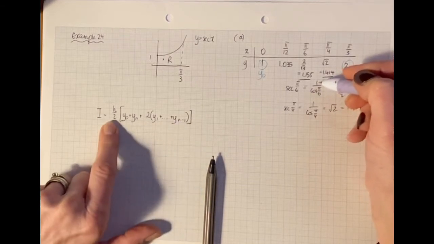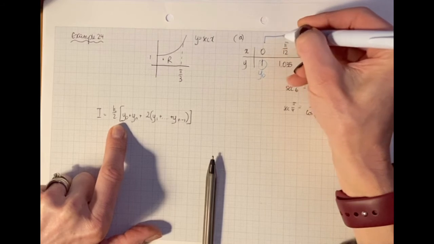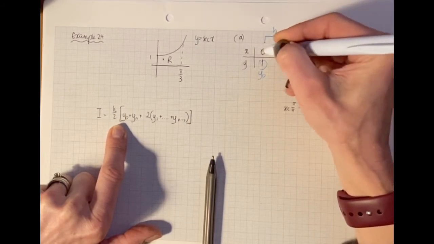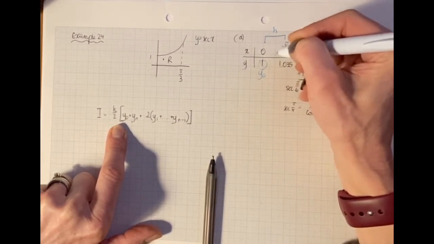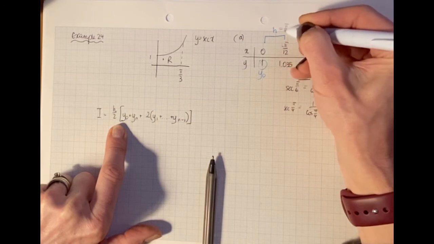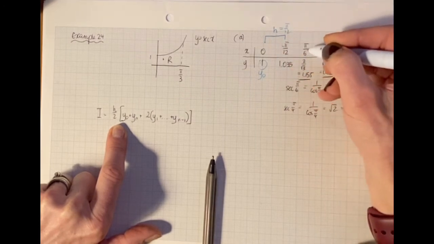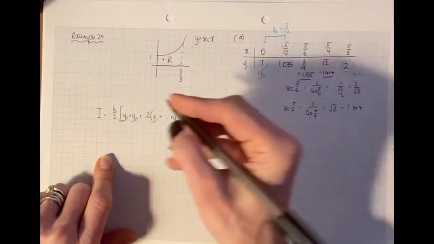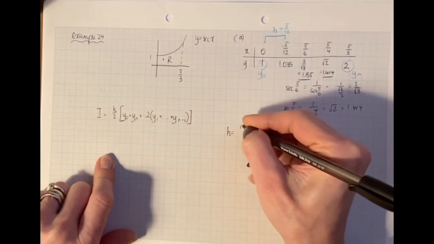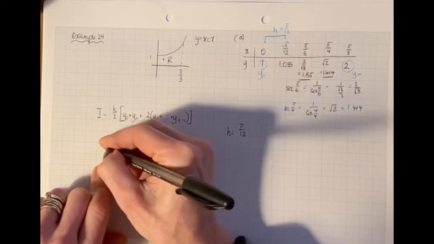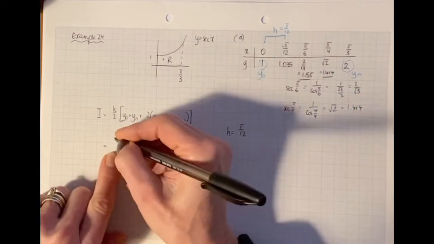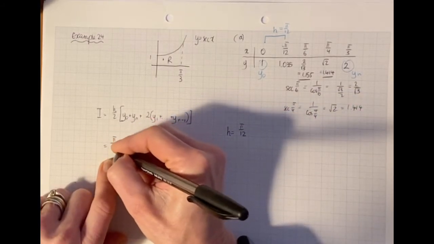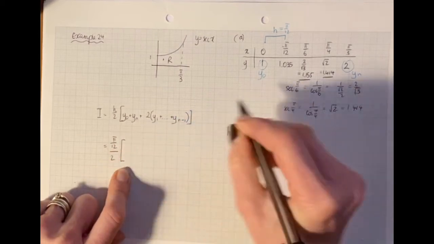What is the value of h? The value of h is the gap between these 2 values. It's pi over 12 minus 0, so it's pi over 12. Double check, pi over 6 minus pi over 12 is pi over 12 as well. So this is correct. So h is equal to pi over 12. So all you need to do is put this into the formula and then use the calculator to evaluate it.